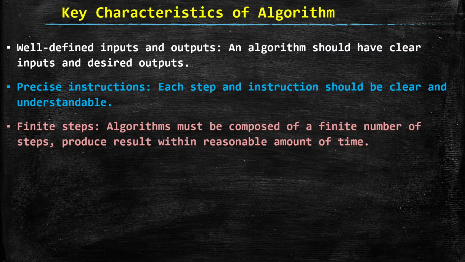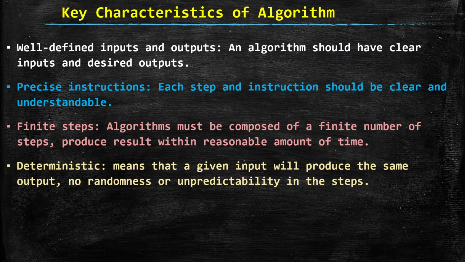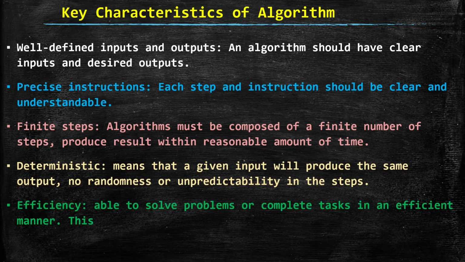Third, finite steps. There must be finite steps. You cannot keep changing them all the time; once you write it, it must be fixed. Fourth, it must be deterministic, meaning the output you obtain must be clear. Deterministic means your desired output should be clear.